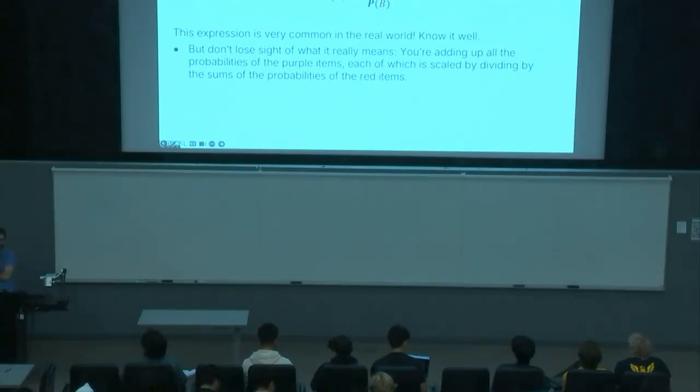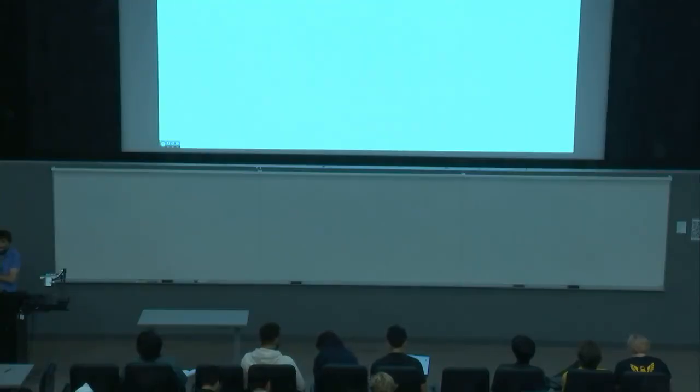Yes? If P of B were 0 and you said P of A given B, then it just doesn't make sense. B can't happen. Okay, let's see an example of using this formula. And the rest of the day is pretty much using this formula.